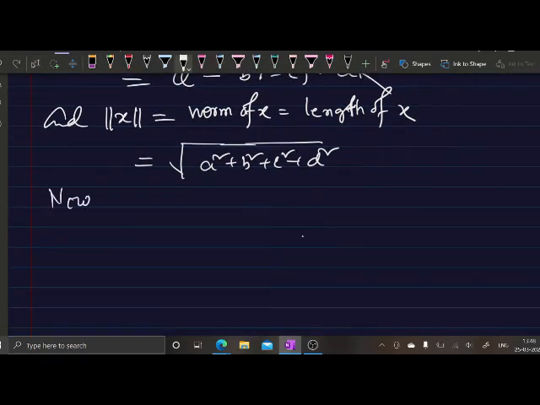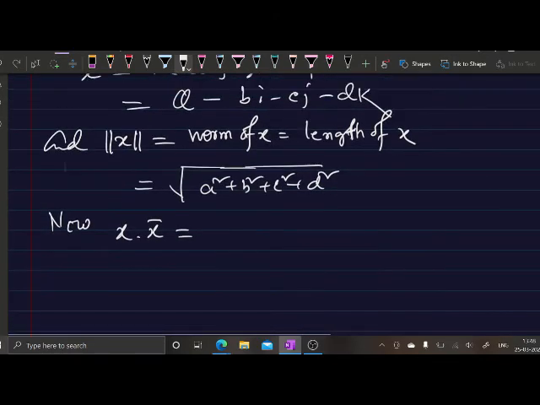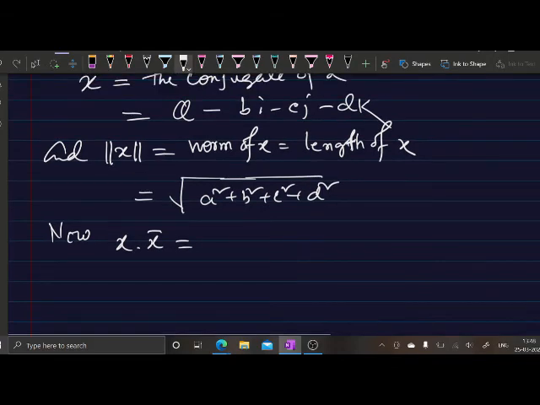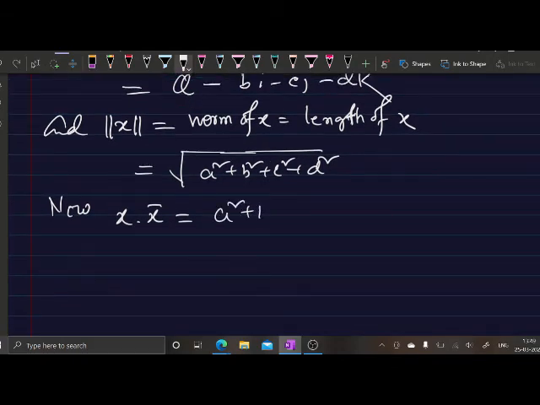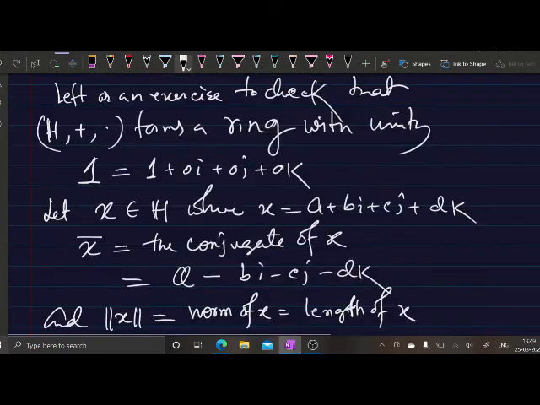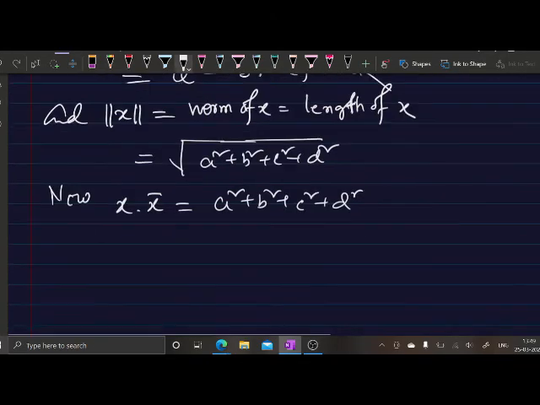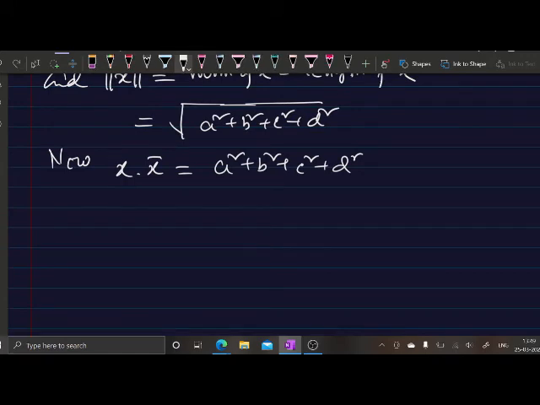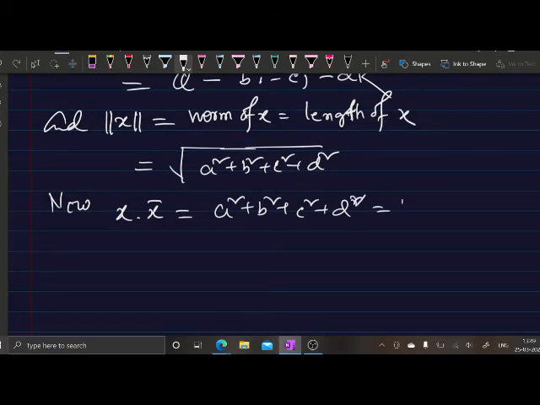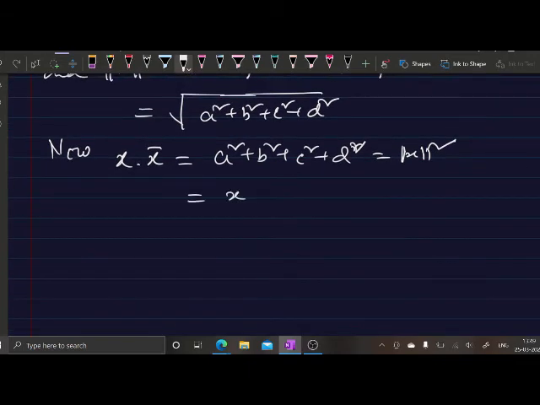Now we will multiply x with x bar, then you can check that this will be a square plus b square plus c square plus d square. For this you need to first write down this multiplication. Then you can check that x dot x bar will be a square plus b square plus c square plus d square, and so it is norm x square. Similarly, x bar dot x will be the same.